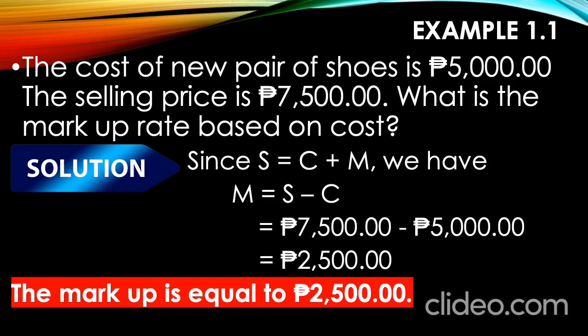Okay, let us first determine the markup. To solve for the markup, since we have this formula, selling price is equal to cost plus markup, we are going to derive the formula of markup using that formula. So here, markup is equal to selling price minus cost. So the selling price is 7,500 minus the cost, 5,000. Therefore, the markup is 2,500. So we already have our markup, 2,500.